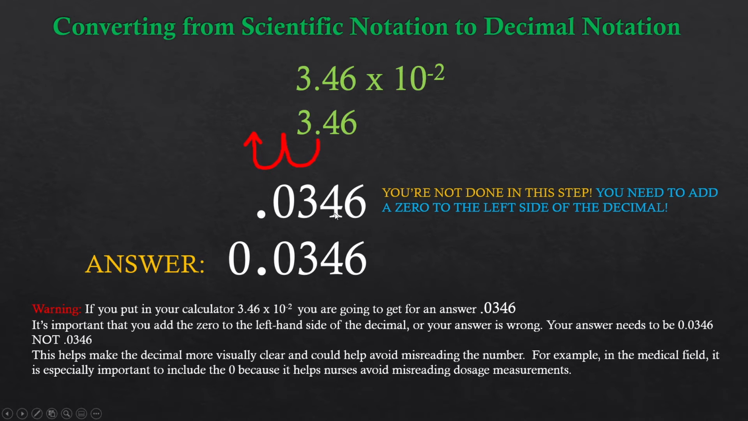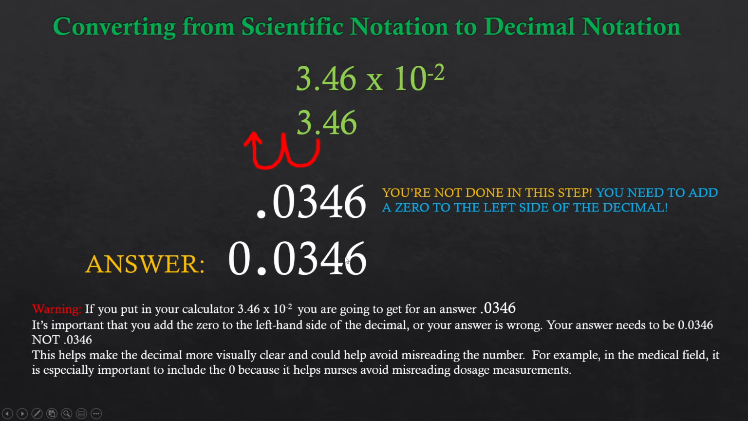0.0346. It's important that you add this 0 to the left hand side of the decimal or your answer is wrong. Your answer needs to be 0.0346. This helps make the decimal more visually clear and could help avoid misreading the number. For example, in the medical field, it is especially important to include the 0 because it helps nurses avoid misreading dosage measurements.